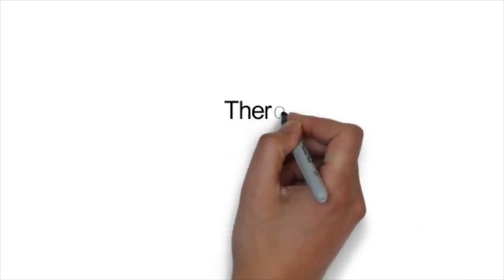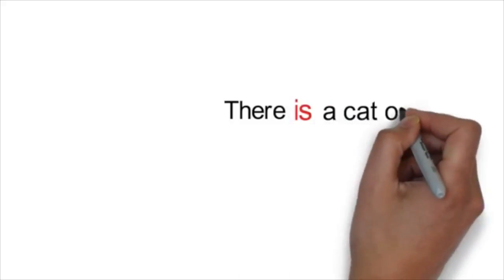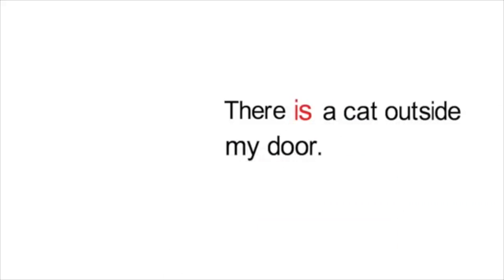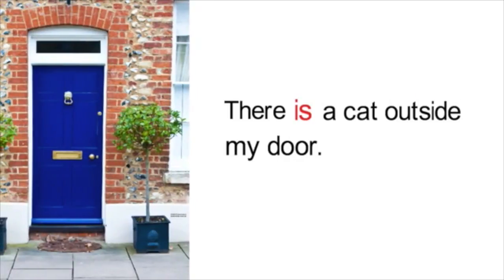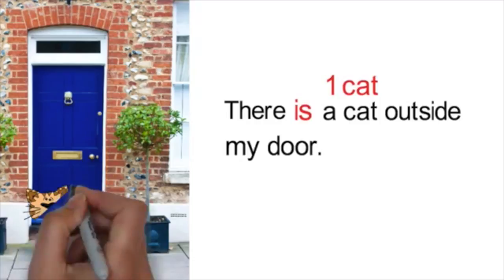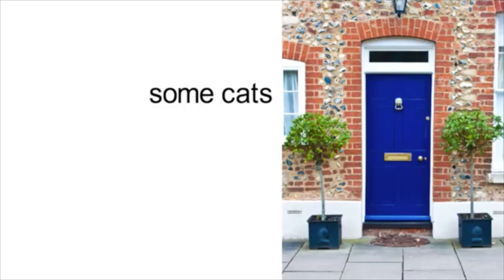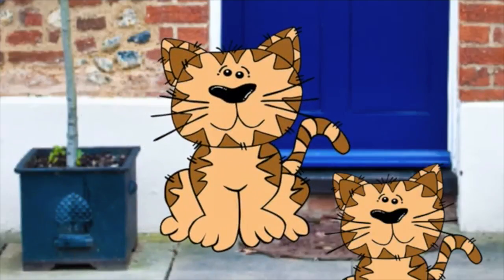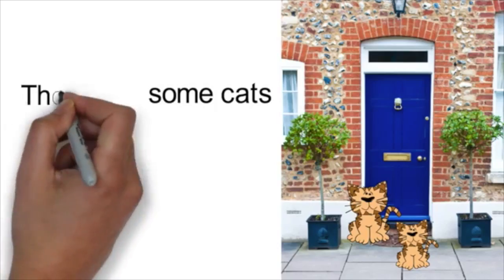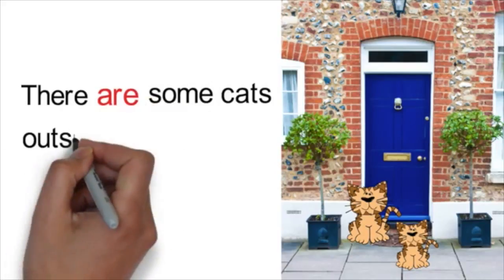For example, there is a cat outside my door. We used there is in this sentence because we are referring to a cat, one cat. If we refer to two or more cats, what would the sentence look like? That's right. There are some cats outside my door.